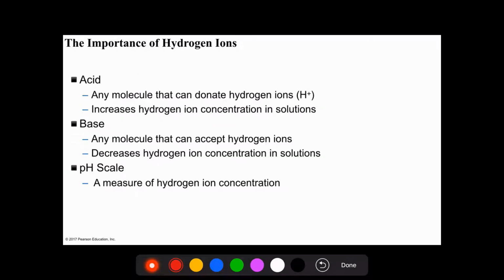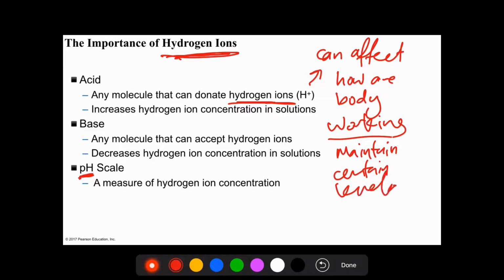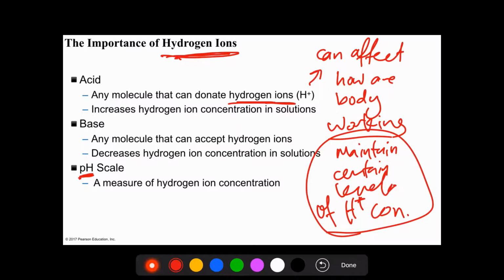Now, the other material that we need to look at is the hydrogen ions. Hydrogen ions are important because they help in controlling something in our body called the pH. Now, why hydrogen ions? Why do we make this case about hydrogen ions? Because it turns out that changes in their concentration can affect how our body works. So we need to maintain a certain level of pH, or of hydrogen concentration, since we did not talk yet about the pH.